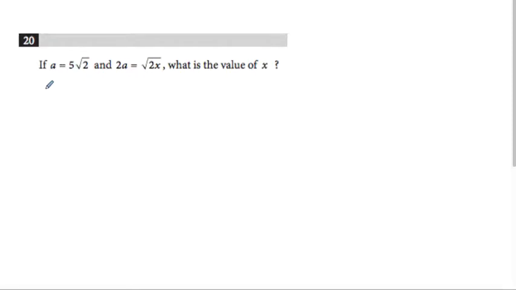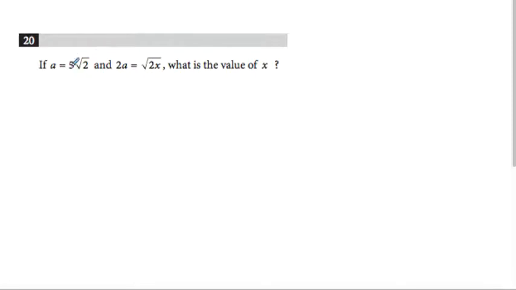Okay, so we look at it and it says, if a equals 5 root 2 and 2a equals 2x, what is the value of x? Now remember, my way isn't the only way. I'm just thinking about how you might think about it as a student.